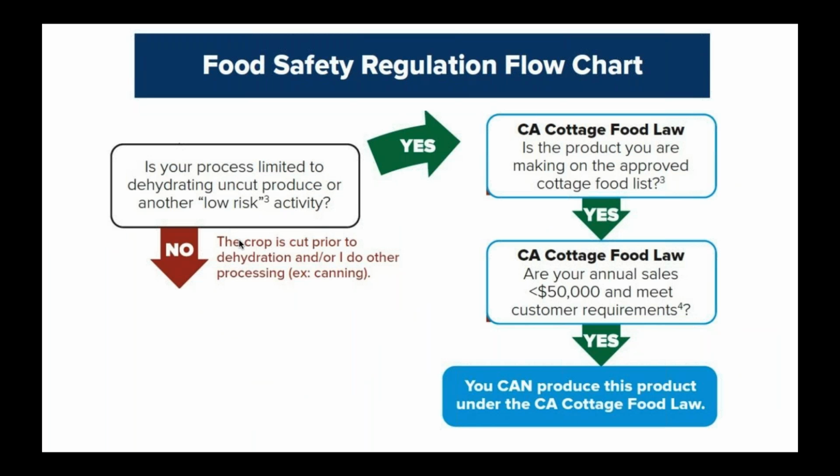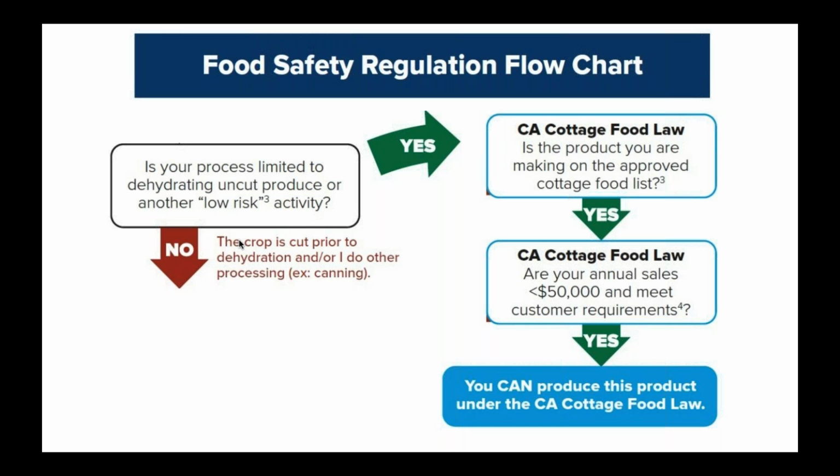Okay, so we answered no. And so that leads us to this question. Is your process limited to dehydrating uncut produce or another low-risk activity? This question is aimed at trying to determine if the product you're making would fit into the California Cottage Food Law. Processing canned tomatoes is not one of the listed 33 products you can make on the Cottage Food Law list. And if you follow the link here for the 3 for low risk, it'll take you to what the Cottage Food Law determines as low risk.